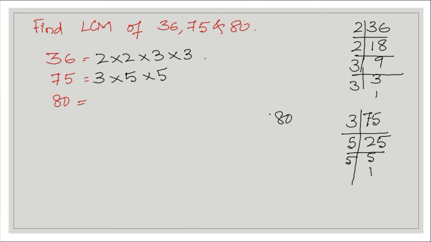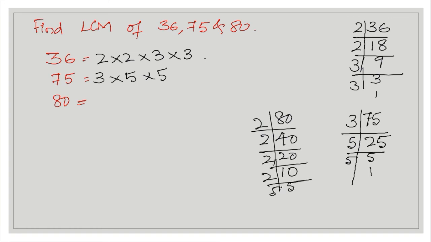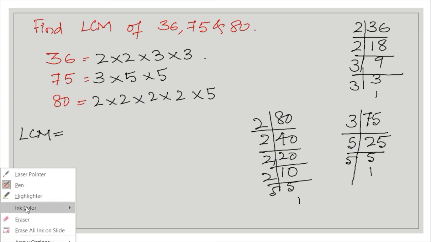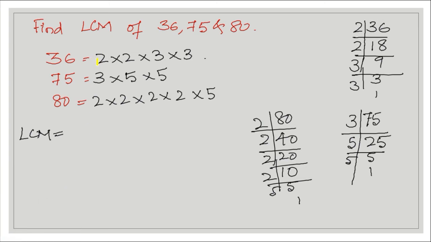The prime product of 80 will be 2 dividing 80: 40, 2 twenties are 40, 2 tens are 20, 2 fives and 5 one time. So 2 is multiplied 4 number of times and 5 is multiplied 1 time. To find the least common multiple, I need to identify the numbers, how many times it has repeated.